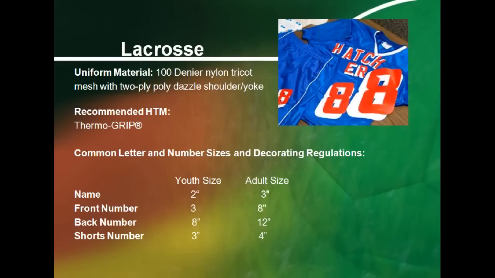So some common letter and number sizing decorating regulations are usually different for youth and adult. For the name, the standard youth size is 2-inch. The standard adult size is 2-inch to 3-inch. So it's often like hockey. A lot of times you can start off with 2-inch for your smaller and mediums. And because of the padding, a lot of times you actually need larger jerseys, so then you kind of move into a 3-inch for adults.